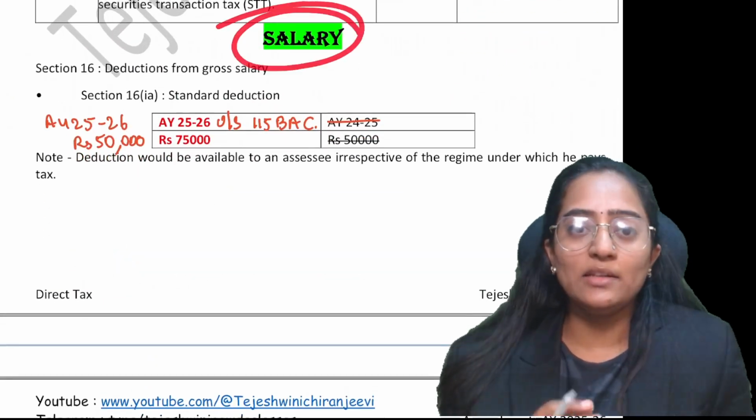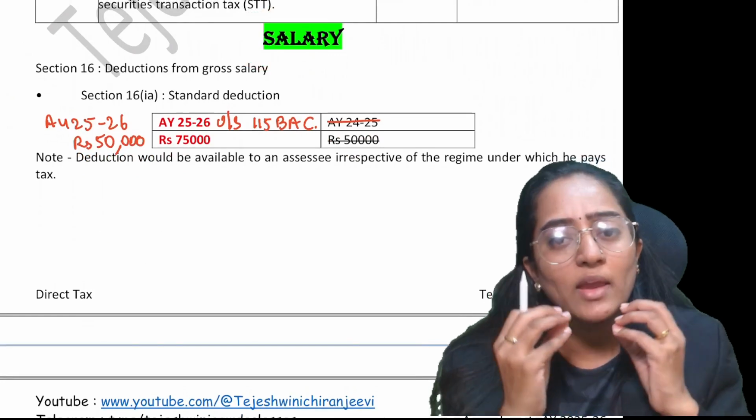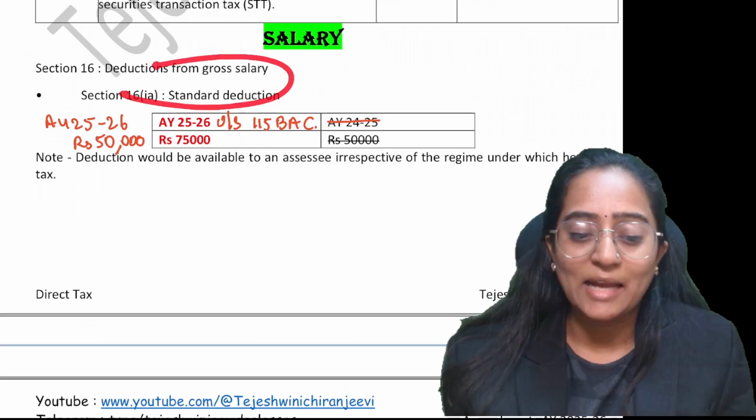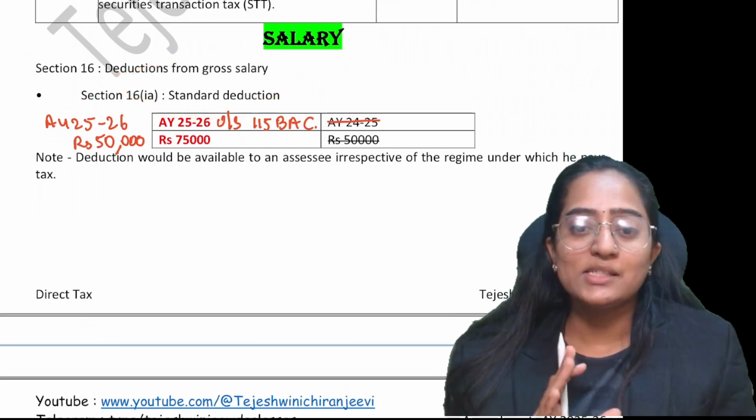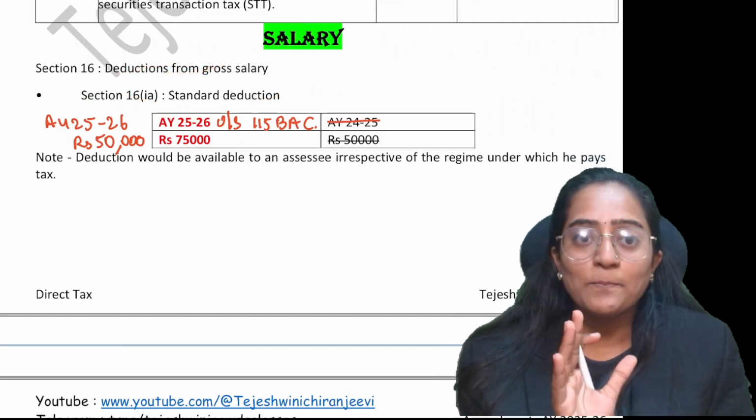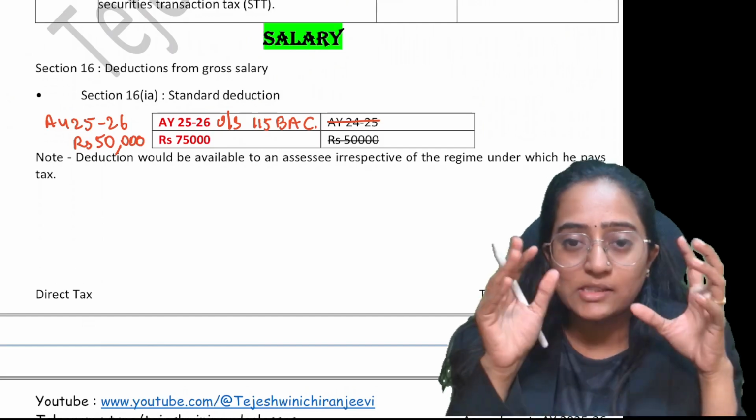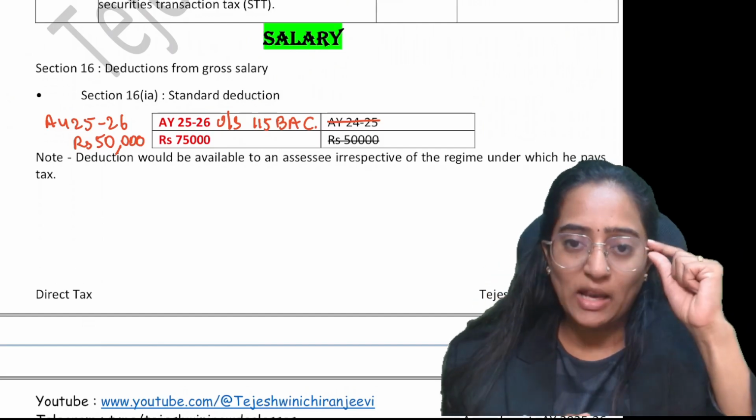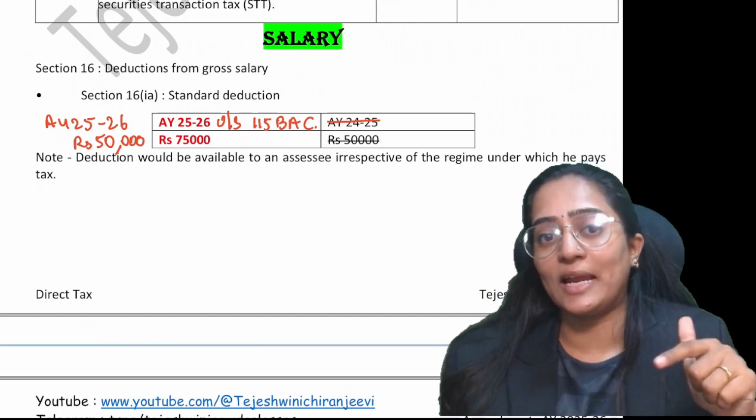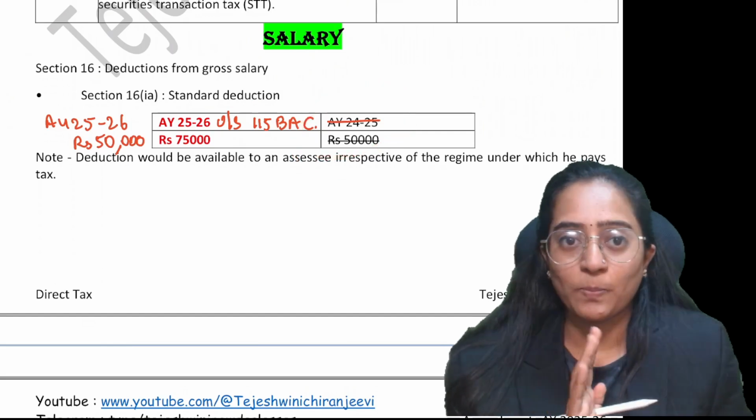In case of salary, there is one key change that has happened, and it is very important, which is nothing but the standard deduction. What is it? Standard deduction. This standard deduction is given by section 16 of the salary chapter. All of us remember, you will have gross salary, and below that gross salary you are going to give a standard deduction. Before it was 50,000, now it is 75,000.